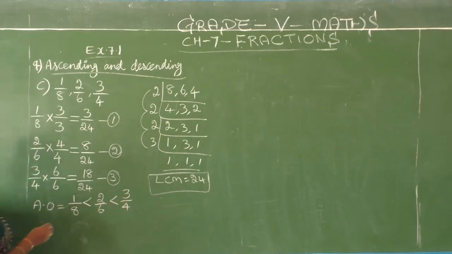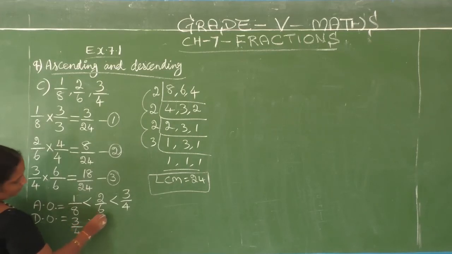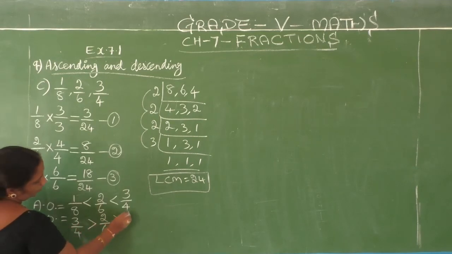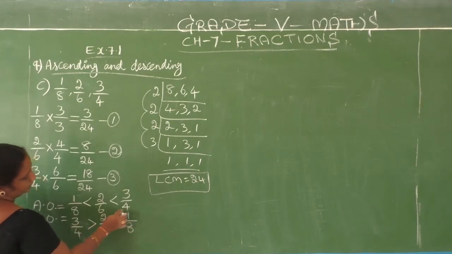And they are asking the descending order also. So DO means descending order. You have to write the fractions in the reverse order. Okay. So 3 by 4 is greater than 2 by 6, which is greater than 1 by 8.